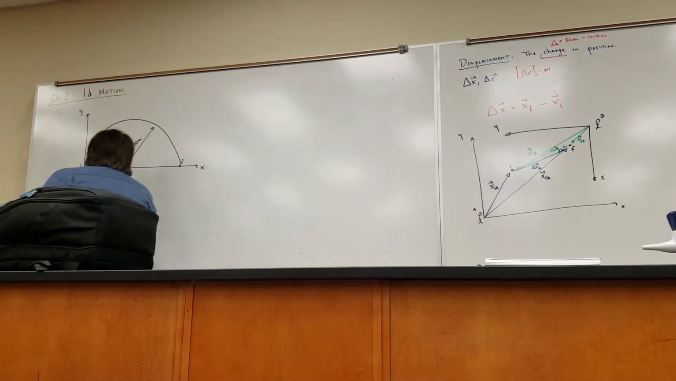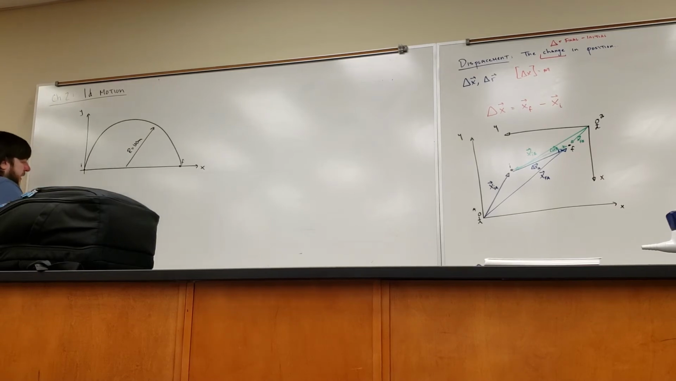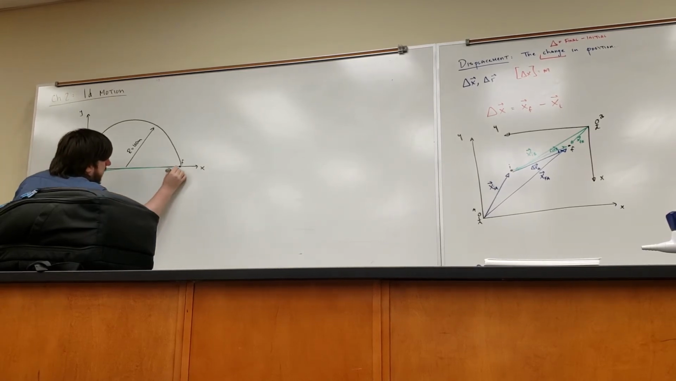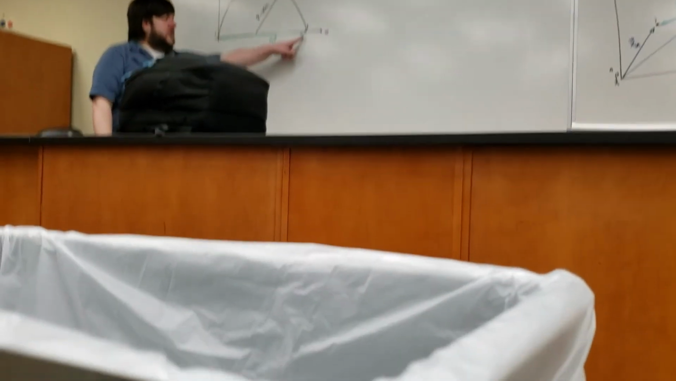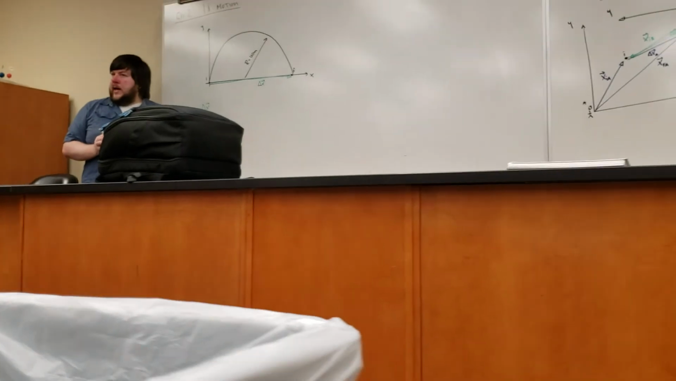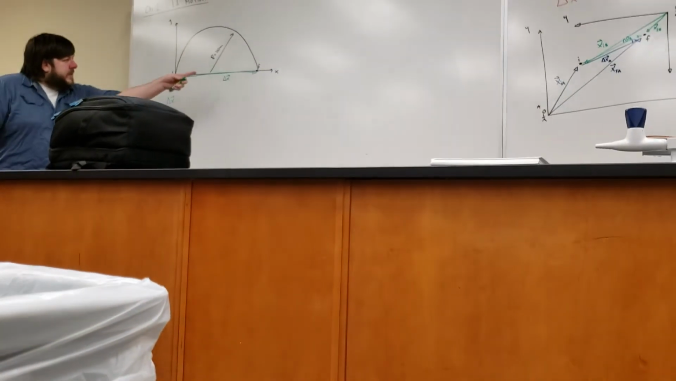Okay? So first of all, the displacement is always going to be the vector drawn from the initial point to the final point. So that's the displacement. There's the vector drawn from initial to final. Okay? What's the length of that vector going to be?